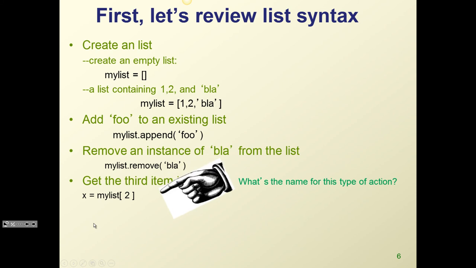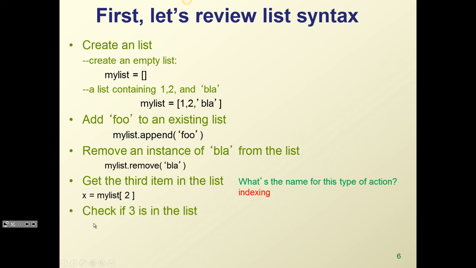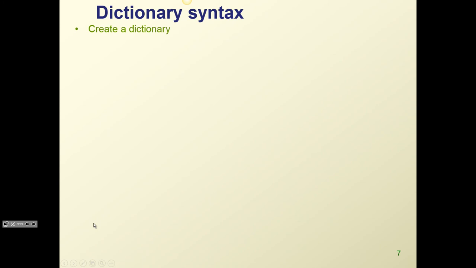I wanted to point out that indexing is named indexing because it's pointing to, just like the index finger. Check if the 3 is in the list. One way to do that is 3 in my list. That's the most direct way to do it. A lot of this is going to be similar in dictionaries. So to create an empty dictionary, instead of using empty square braces, we use empty curly braces.